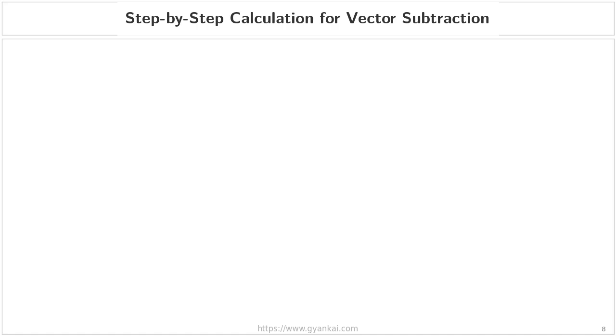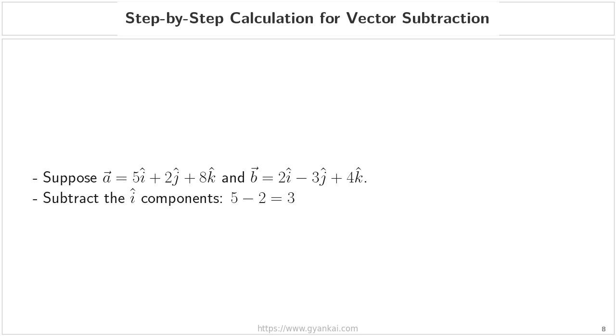Step-by-step calculation for vector subtraction. Suppose we have two vectors, vector A, which is 5i plus 2j plus 8k, and vector B, which is 2i minus 3j plus 4k. To find the difference, we simply follow the rule of subtracting corresponding components. First, let's look at the i components. We take 5 and subtract 2, which gives us 3.